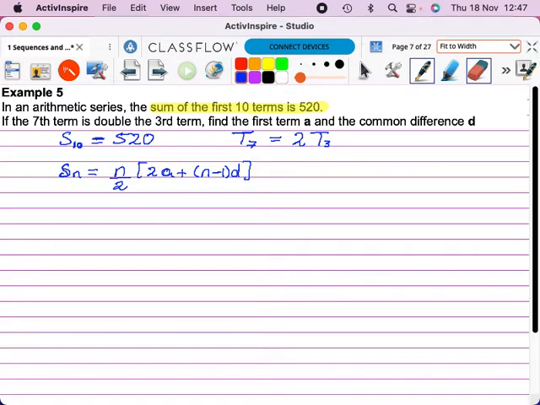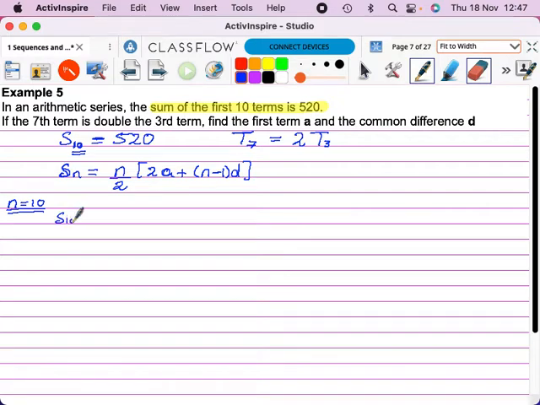Now, I'd like you to pause the video for a moment and tell me what n is, obviously, for this part of the question. What is n equal to? So pause the video, think about it. I'm going to write the answer down now. So clearly n is 10. How do I know n is 10? Because it said sum to n terms, sum to 10 terms. So I know for this part of the question that n is equal to 10.